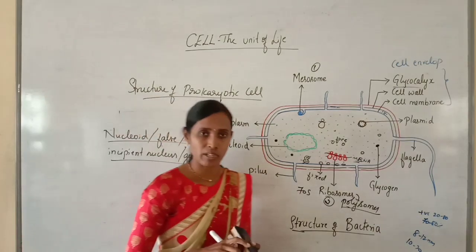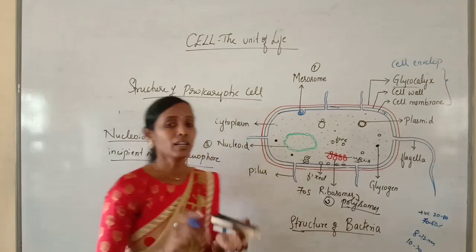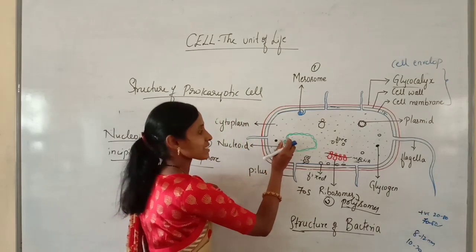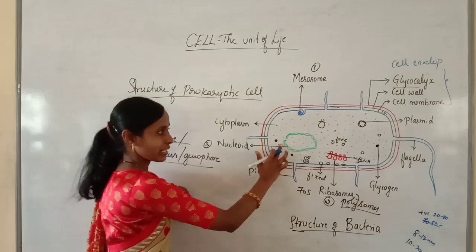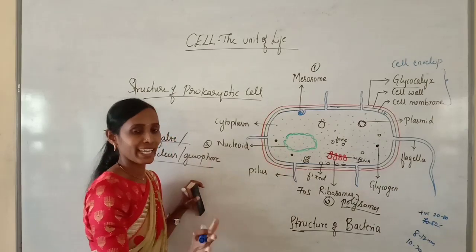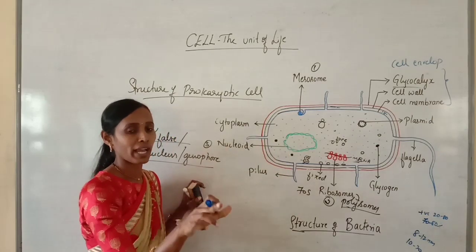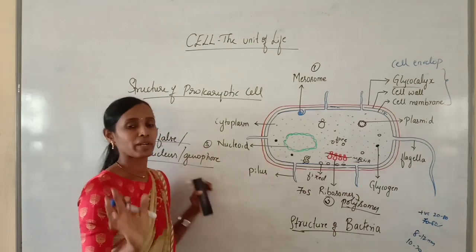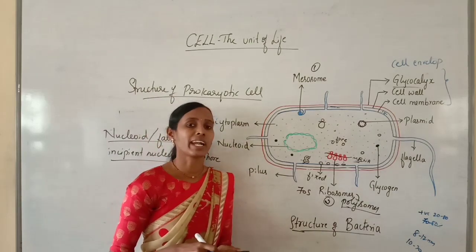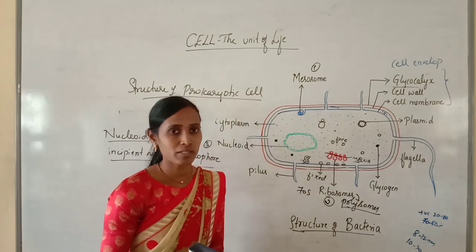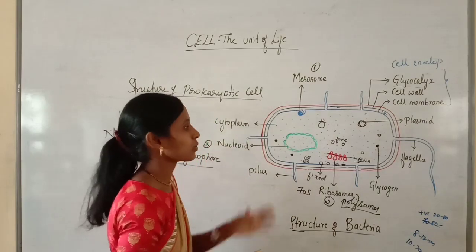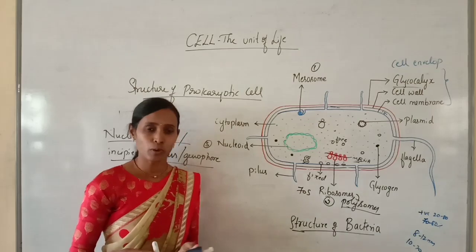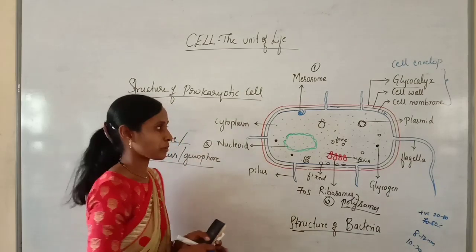Why is it called a false nucleus? Because here the genetic material is naked DNA. It is not enclosed by any nuclear membrane. As it is not enclosed by any nuclear membrane, it is regarded as a false nucleus. Because of the presence of a false nucleus, it is called a prokaryotic cell. So this is very important.